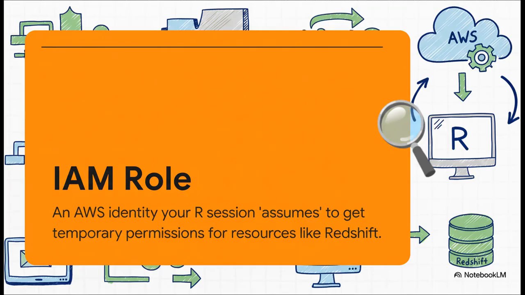You know, at the heart of all this is the IAM role. The best way to think about it is it's not a user, it's more like a hat that your R session can wear. When it puts on this hat, it temporarily gets a very specific set of permissions, like, say, the ability to talk to Redshift, but it never needs a permanent password or access key to do it.